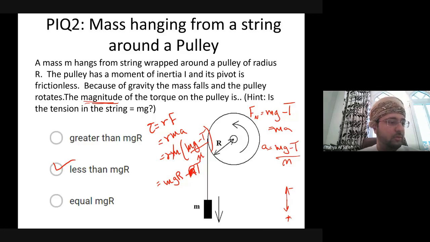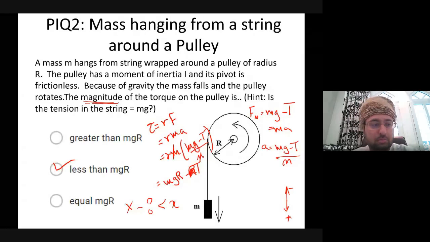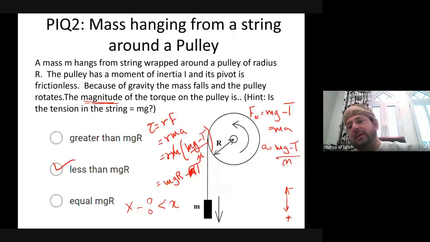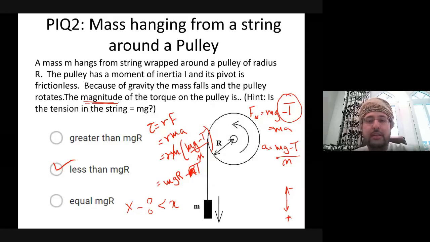كيف عرفنا إيش؟ Because mgr minus something is less than mgr. x minus something will always be less than x alone, right? So mgr minus rT has to be less than mgr. Now one might say, but what if r is negative? Well, radius cannot be negative. What about T is negative? But you have already taken that into account.